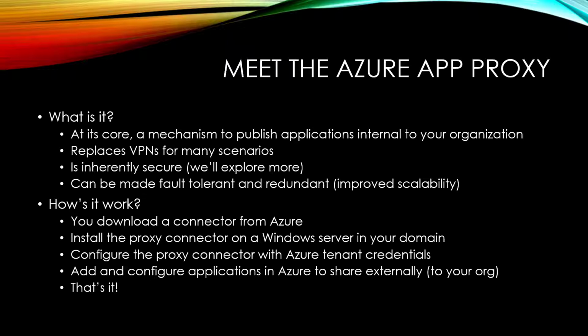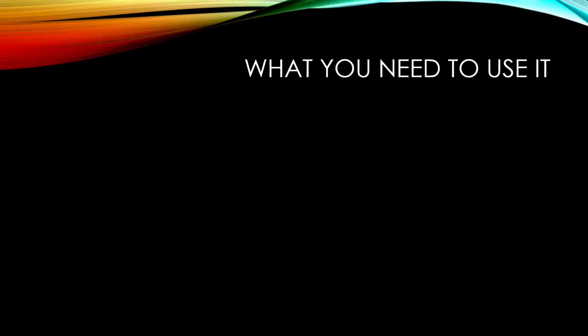But the nice thing about the app proxy is, in terms of security, nothing actually drills into your network. And that's a common misconception. All the connections from the app proxy actually originate inside your domain, and they're outbound in nature. So this provides a layer of security that you might otherwise not have if you're punching holes in your firewall to let applications through. So what do we need to actually use this?